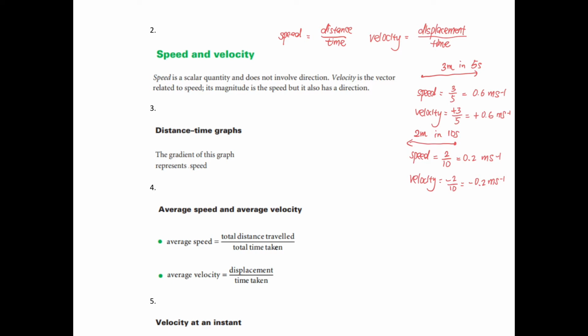Okay, now let's move on. Number 3, distance time graph. The gradient of this graph represents speed. One quick example. Let's say you have distance versus time.